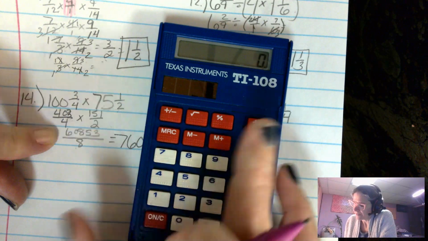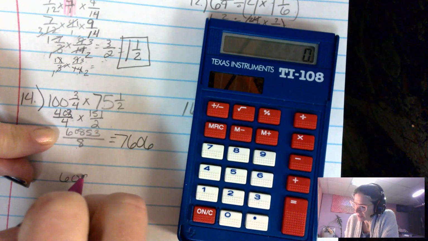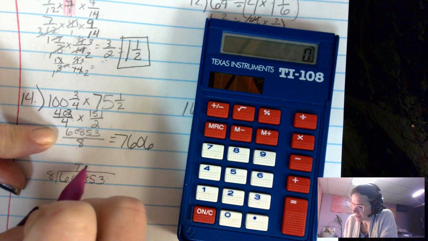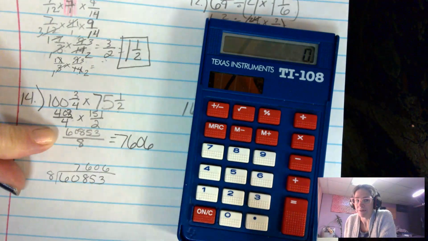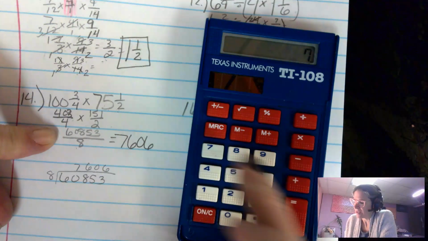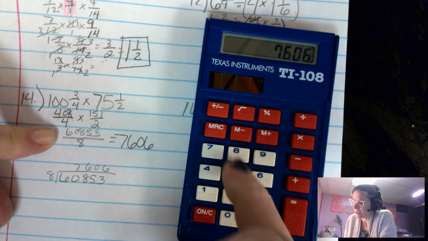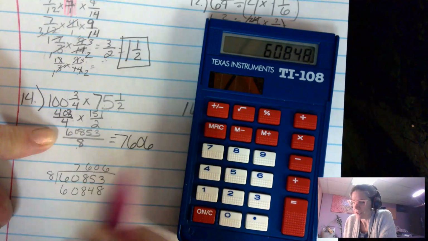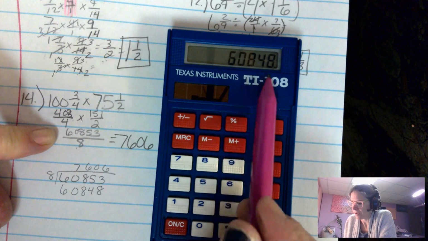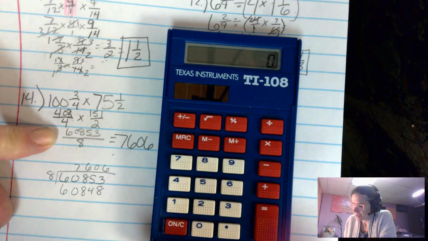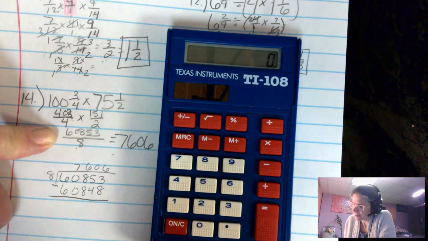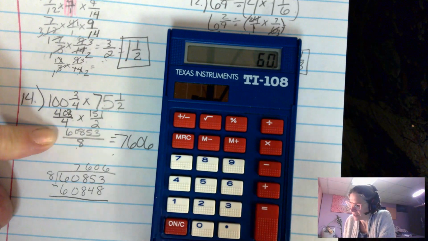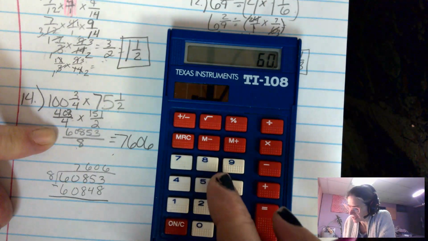Now, if I was doing this problem as a division problem, my answer would be 7,606 and then something else. I don't know what. So I can do 7,606 times 8, and I get 60,848. Do you see how I got that? 60,848. Now, I'm going to do my subtraction problem, and this is where I'm going to find out my remainder. 60,853 minus 60,848.